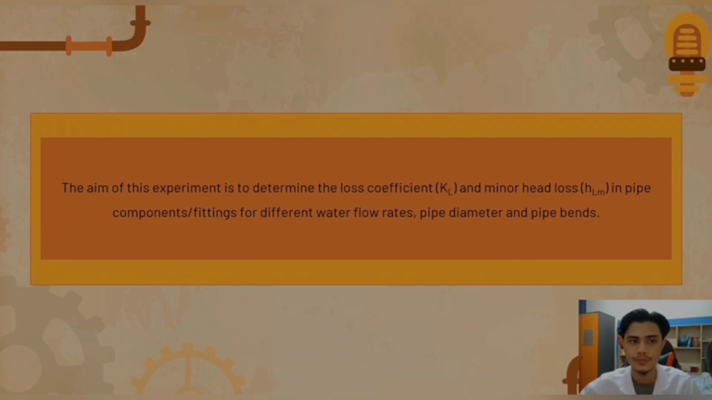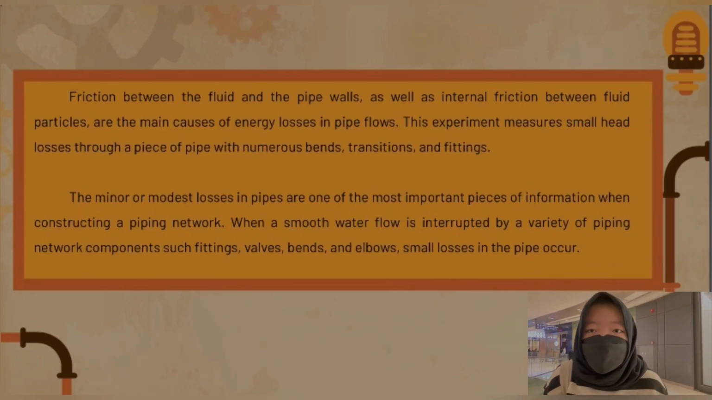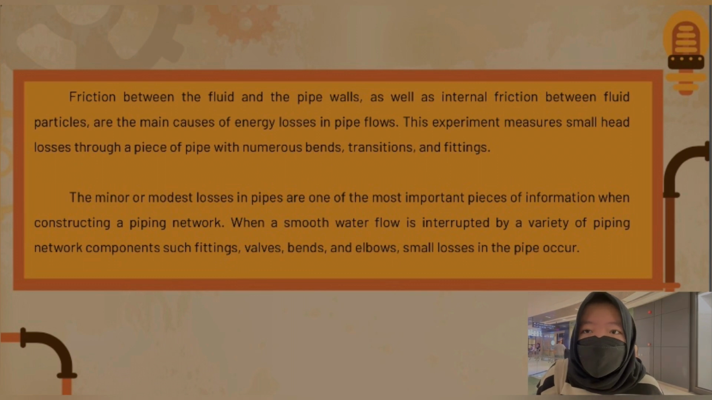Hello, my name is Alethea HANDRALITA AGUS. I will continue with the introduction part. Friction between the fluid and the pipe walls, as well as internal friction between fluid particles, are the main causes of energy losses in pipe flow. This experiment measures minor head losses through a pipe with numerous bends, transitions, and fittings. Any site in an assembled pipe system where streamlines are not straight, such as pipe connections, bends, valves, contractions, and expansions, as well as reservoir inlets and outlets, results in minor head losses.